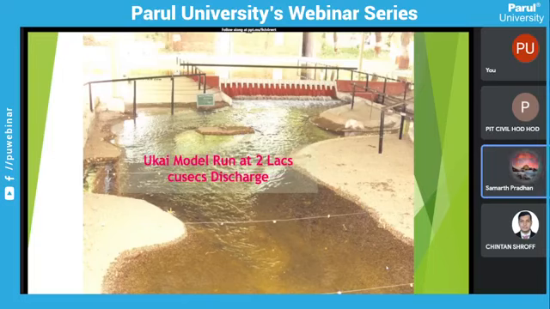This is the Ukai model run at 2 lakh cubic discharge. See, this is the Ukai dam. On the downstream side, this bund is natural. In 2017, the study came. This is a photograph of the earlier study, but 2-3 years back also we studied this Ukai dam, because this bank was totally eroded.